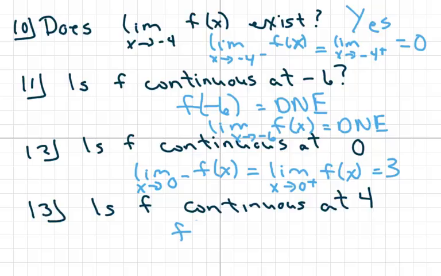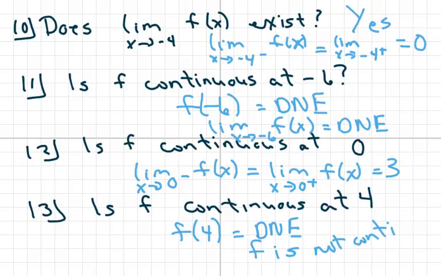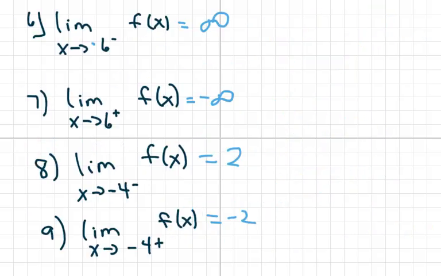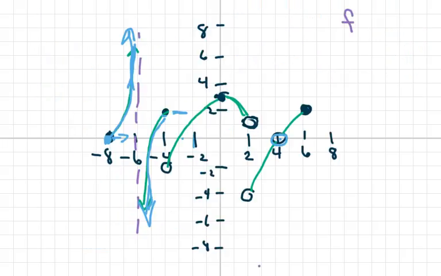F of 4 does not exist. So there's no limit. So f is not continuous, since it's going to be a jump. So let's look at that again. We're going to go to 4. Do you see the hole there? So it's not continuous, because when you're taking your pen and drawing here, you have to jump. Alright? And f of negative 6 doesn't exist because there's an asymptote here.